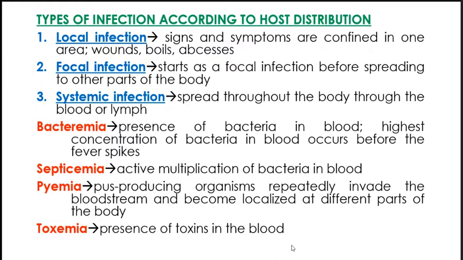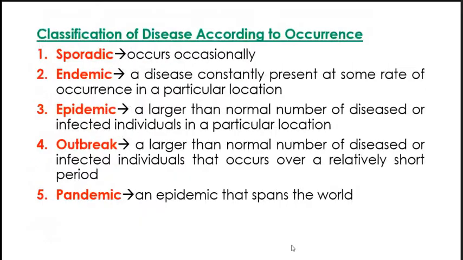Whereas pyemia, we always say this pyemia, pyogenes, yung mga pyuria, ganun. That is now the presence of pus-producing organisms that repeatedly invade the bloodstream and become localized at different parts of the body. Whereas, of course, if we say it's toxemia, now it is the presence of toxins in the blood. So you see there that the prefix plus the suffix will already tell you kung ano si bacteremia, ano si septicemia, pyemia, and toxemia. So, now we get into also the classification of disease according to occurrence.